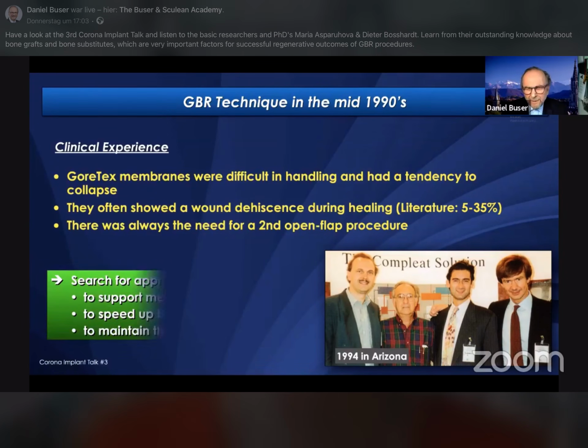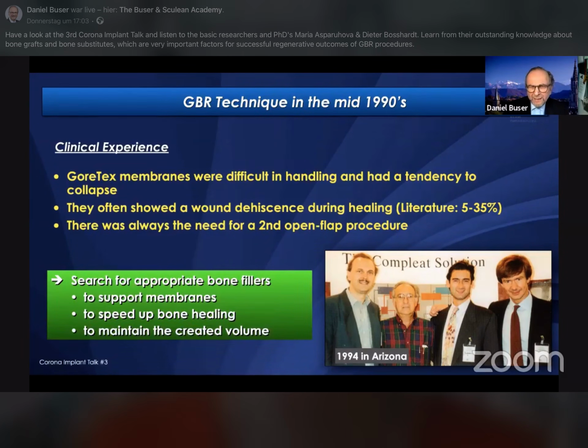to fine-tune this technique. And one of the important aspects was the search for appropriate bone fillers. So first of all, very mechanically, we wanted to use them to support the membrane, so we would no longer see any membrane collapse. But the other one was, is it possible to speed up the bone healing underneath the membrane? That is the osteogenic potential. And the third one was, is it possible to maintain the created volume? That would be the volume stability issue. So these were the questions we had.